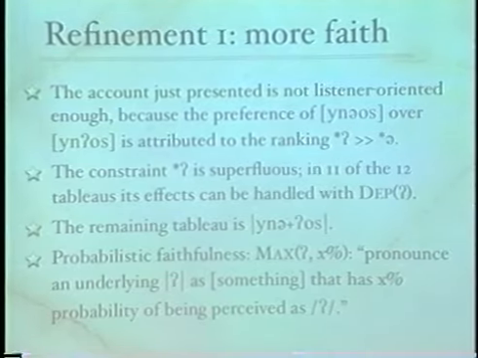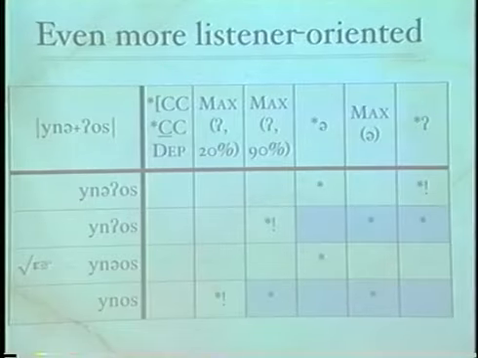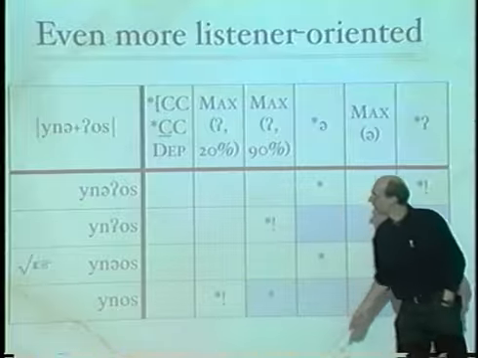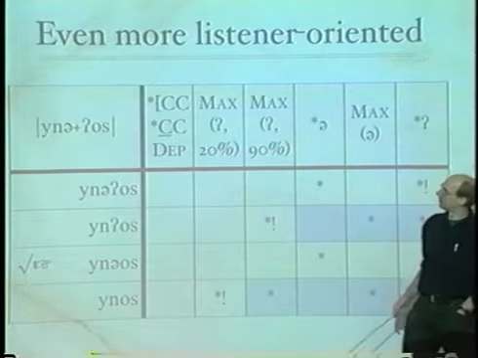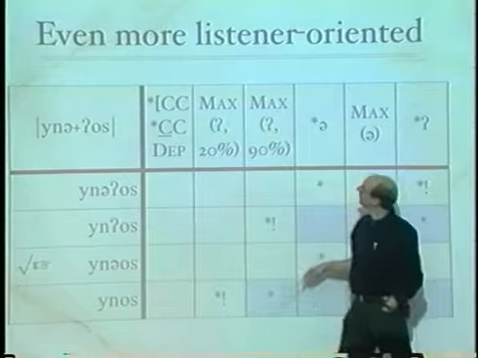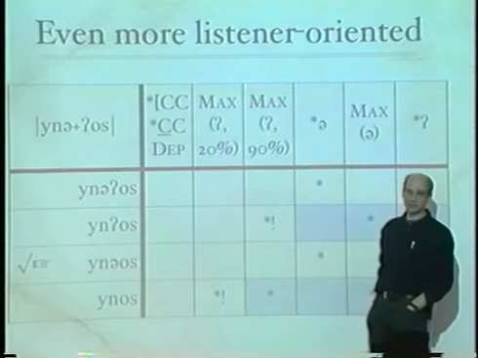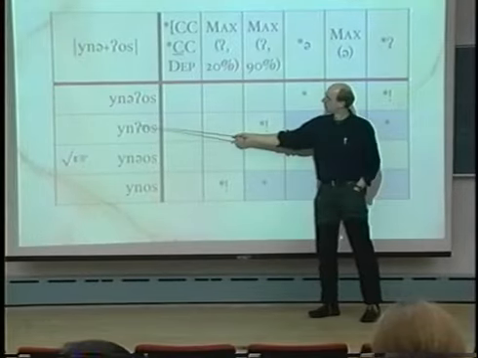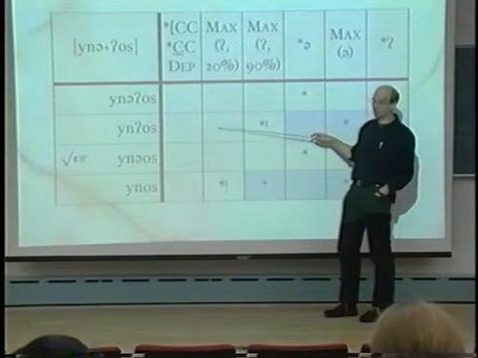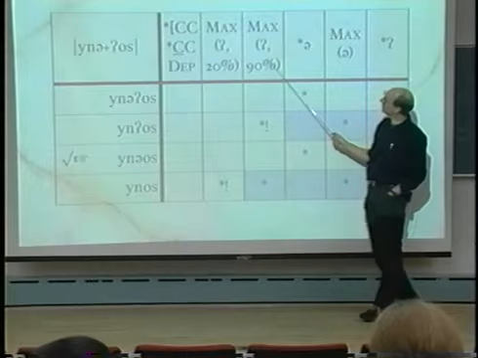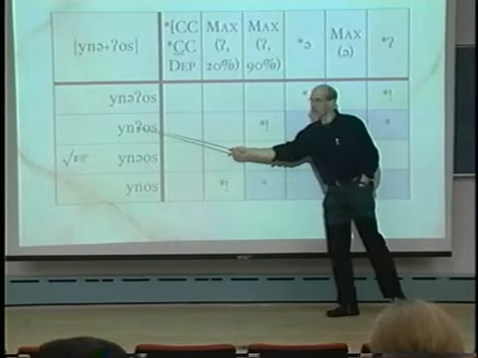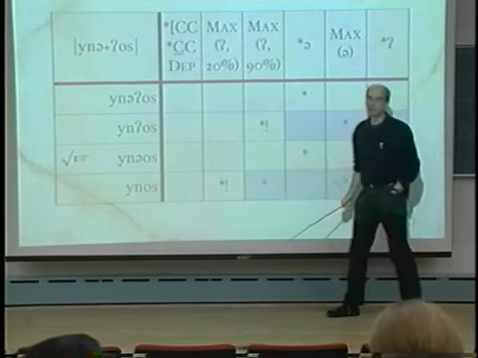So how does that work in OT? Even more listener-oriented account. Well, the form une hausse, it used to violate max glottal stop, right? An underlying glottal stop is not heard. Well, it's not even heard in 20% of the cases, right? But in une hausse, well, it is heard in more than 20% of the cases, but it may not be heard in 90% of the cases if you pronounce only this slight glottal stop with a bit of creak or whatever it is. Une hausse.